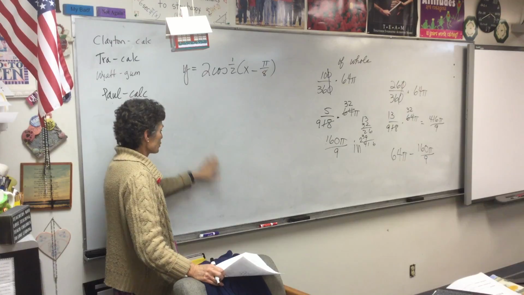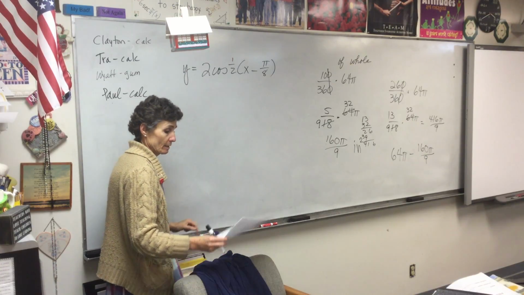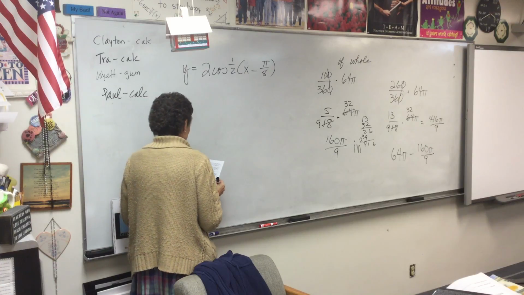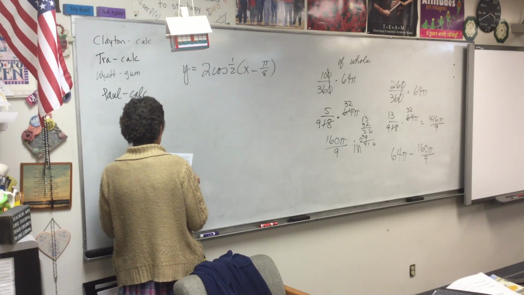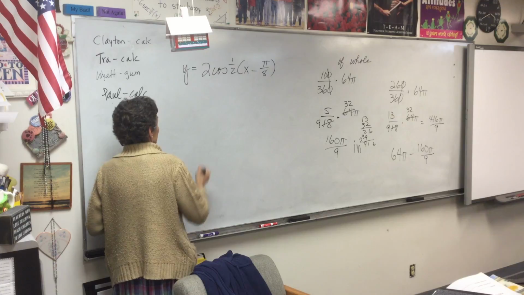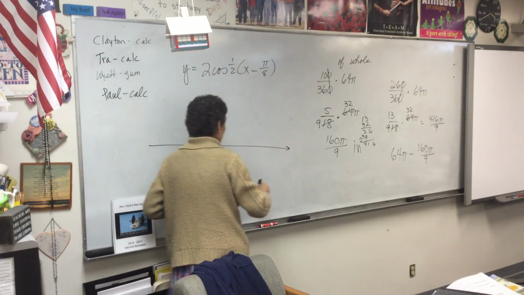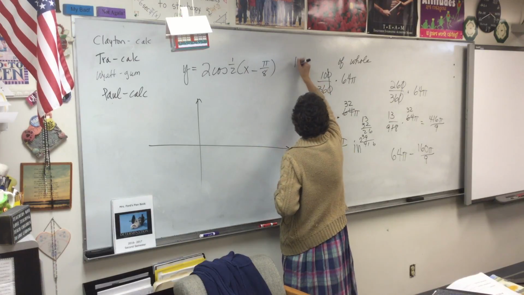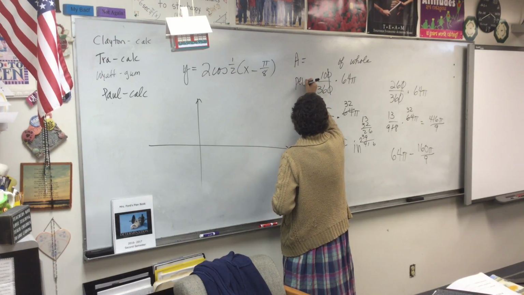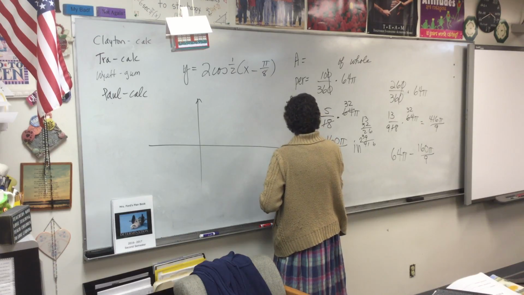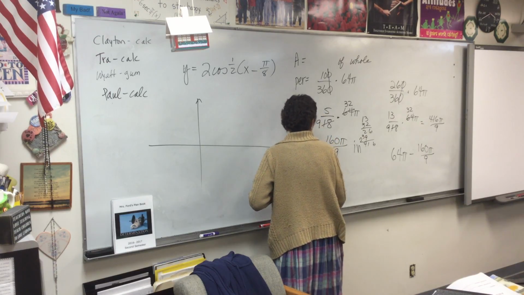All right, we're going to sketch this. This is one of the areas where I think you're the weakest. So let's go ahead and get this figured out. The amplitude is 2. So we're going to sketch it. But before we do that, we're going to list the amplitude, the period, the phase shift, the vertical shift, and the frequency.